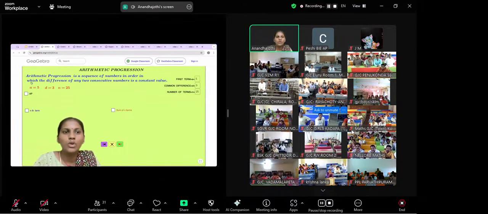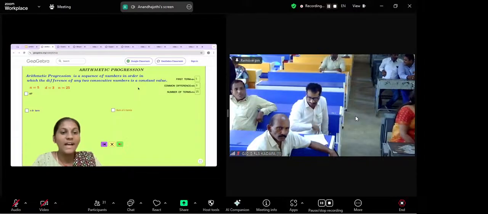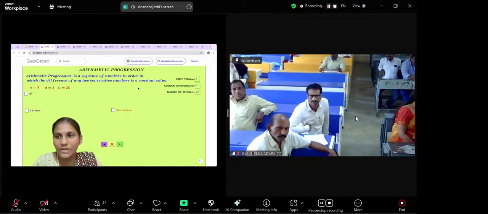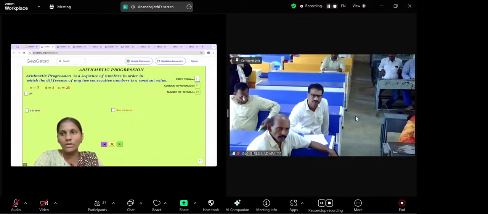Okay. So for arithmetic progression, we need the first element, the difference between the elements d, and how many elements are going to be in there. So we can vary all the 3 terms. So I am going to give first element as 1.